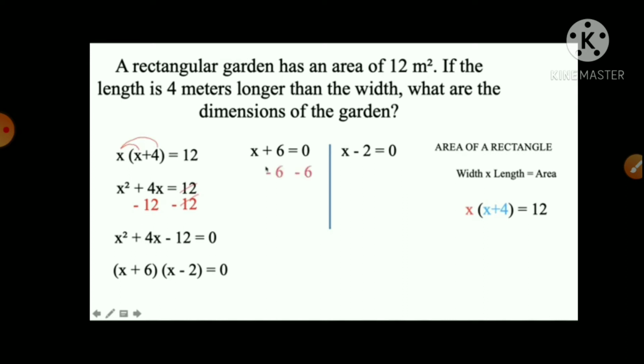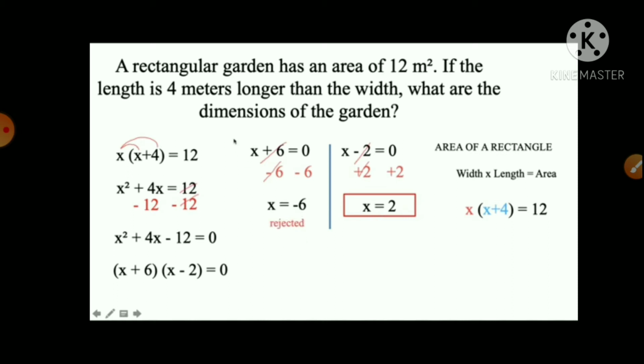We'll start with the left side equation. So minus 6 to both sides because we want x to be left here. So write down x, and 0 minus 6 is negative 6. Okay, for the other value of x, we're going to add positive 2 to both sides so that negative 2 will be eliminated and x will be left here. Then 0 plus 2 is equal to 2. So we have two values of x, negative 6 and positive 2, but we're going to reject negative 6.